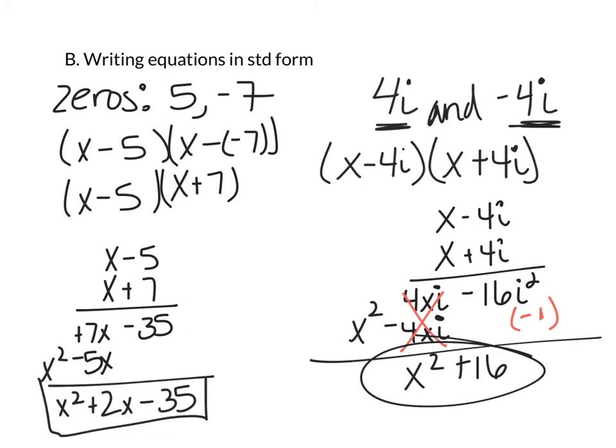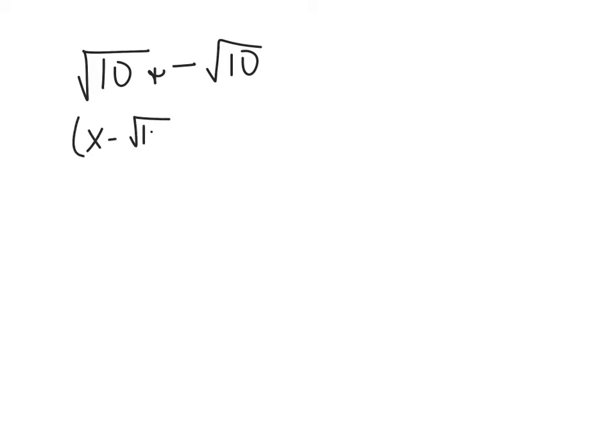Let's do one with some irrational roots, the square root of 7. Let's do a different one because I did that one in class. The square root of 10 and negative square root of 10. Those are our two zeros. So my factors are x minus p, so x minus square root of 10, and x minus q, x minus negative square root of 10.